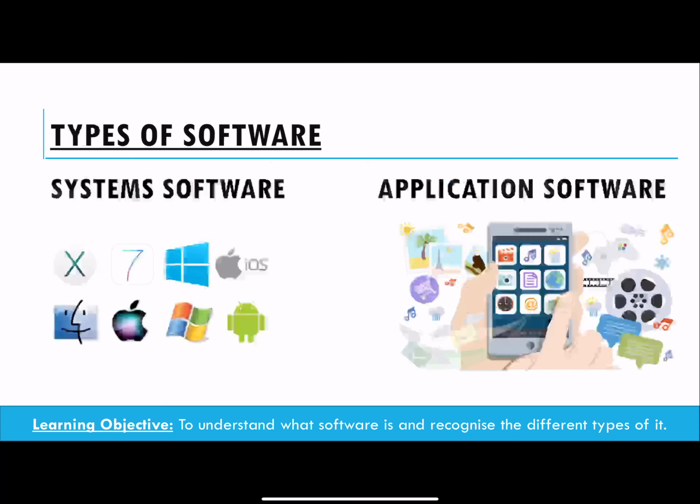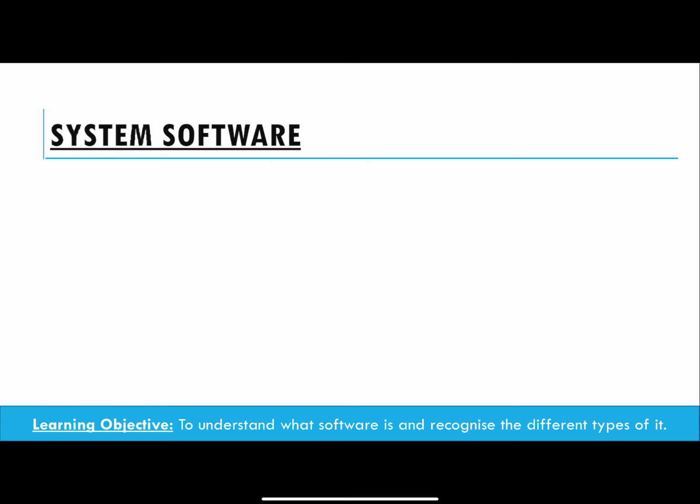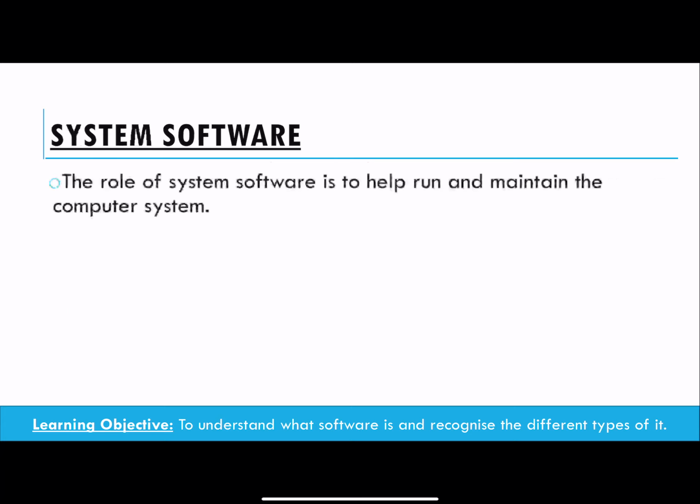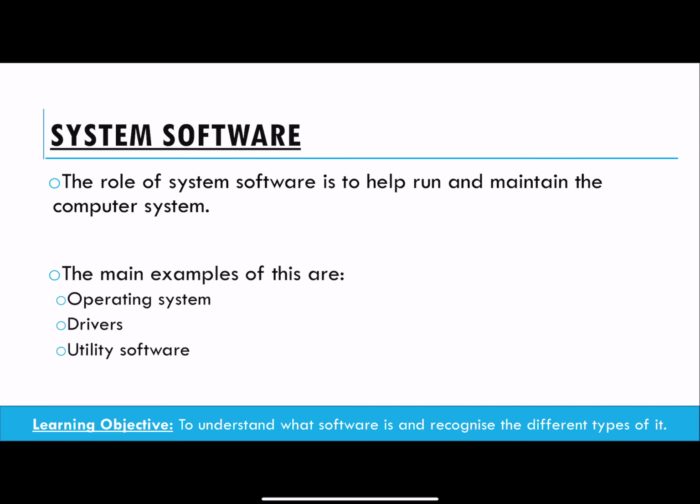So the main two types of software you need to be aware of are system software and application software. System software, generally speaking, has a role to maintain the computer system, whereas application software is what we use to perform tasks. So starting with system software, as I say, it is to run and maintain the computer system. And the three main types we're talking about are the operating system, drivers, and utility software.